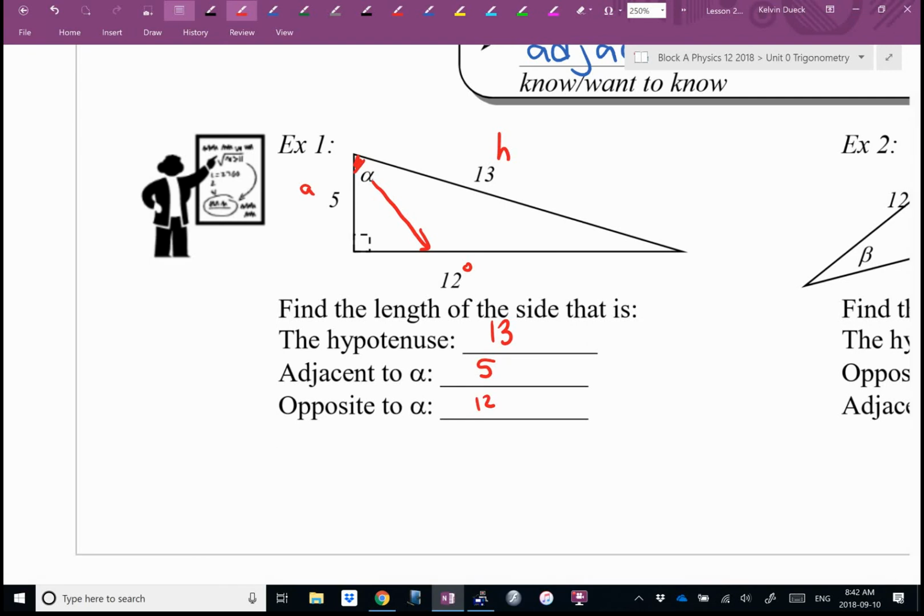So sometimes when I'm teaching this for the first time, there's some student that says, oh, I get it, Mr. Dueck. The short side is always the adjacent. No, don't write this down. If this was the angle we were talking about, that would be the opposite, and that would be the adjacent. The hypotenuse doesn't change. It's always across from the 90. It's always the long slanty side.